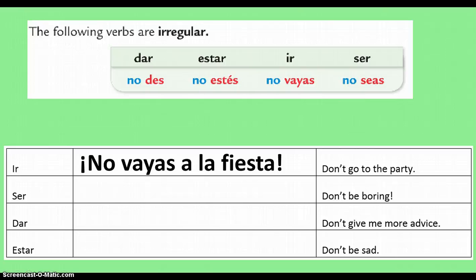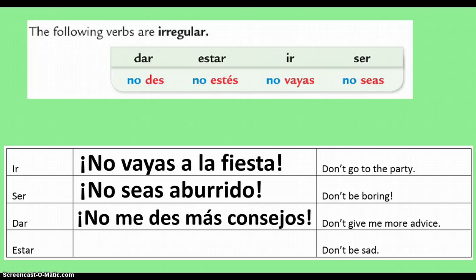Don't be boring. No seas aburrido. Don't give me more advice. No me des más consejos. Don't be sad. No estés triste. These 4 are the super irregulars.